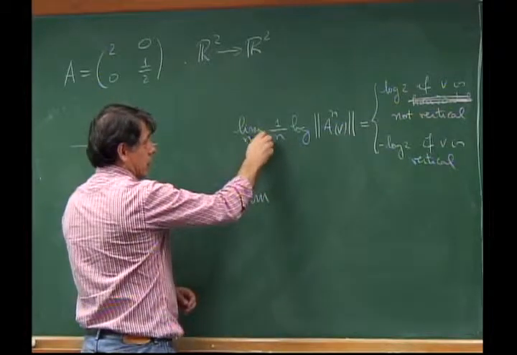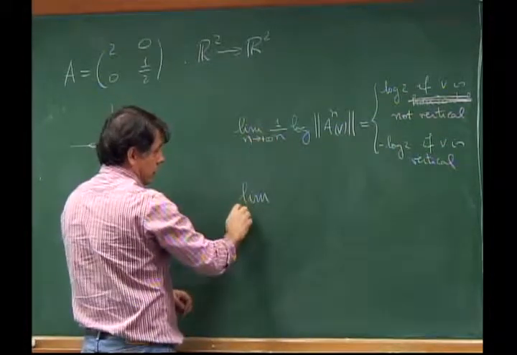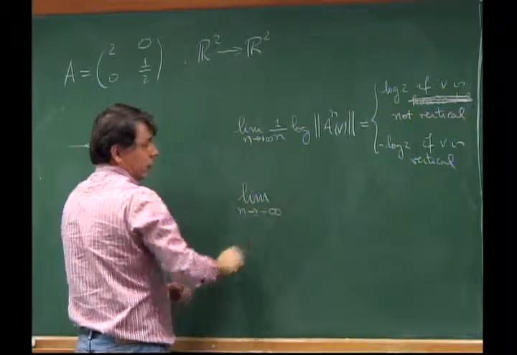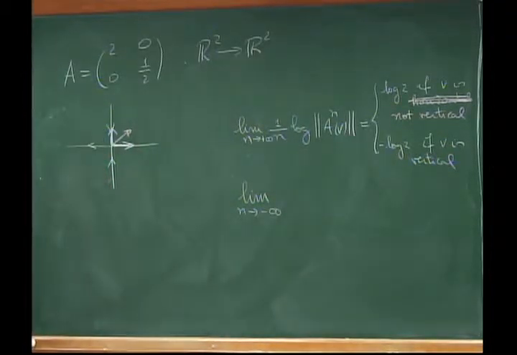Well, instead of looking at the limit as n goes to plus infinity, you can look at the limit as n goes to minus infinity. And then the roles are interchanged, and you get to detect the other subspace. So that's a little bit of what is going on here in a more sophisticated situation.